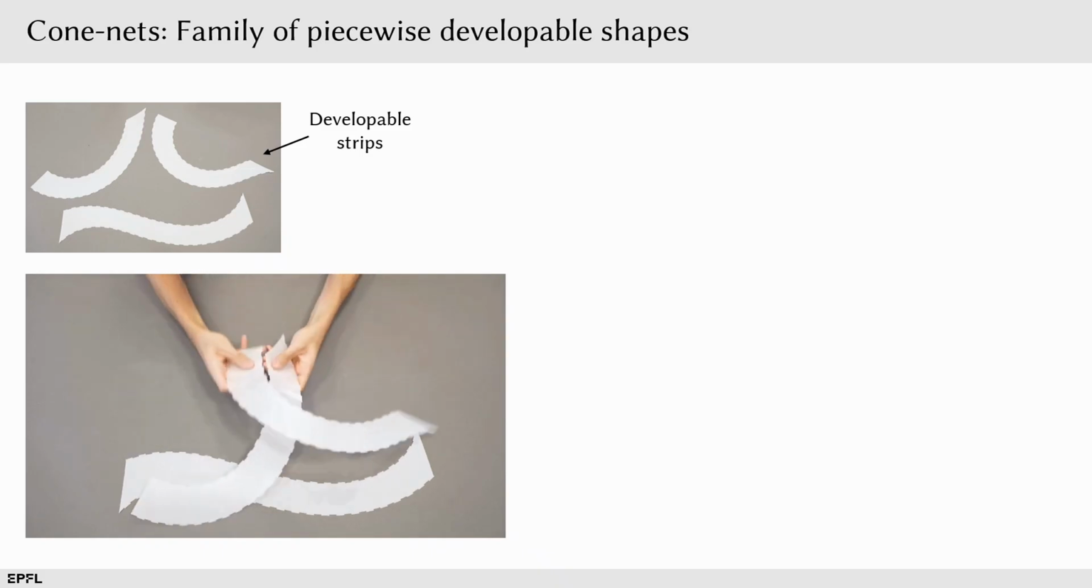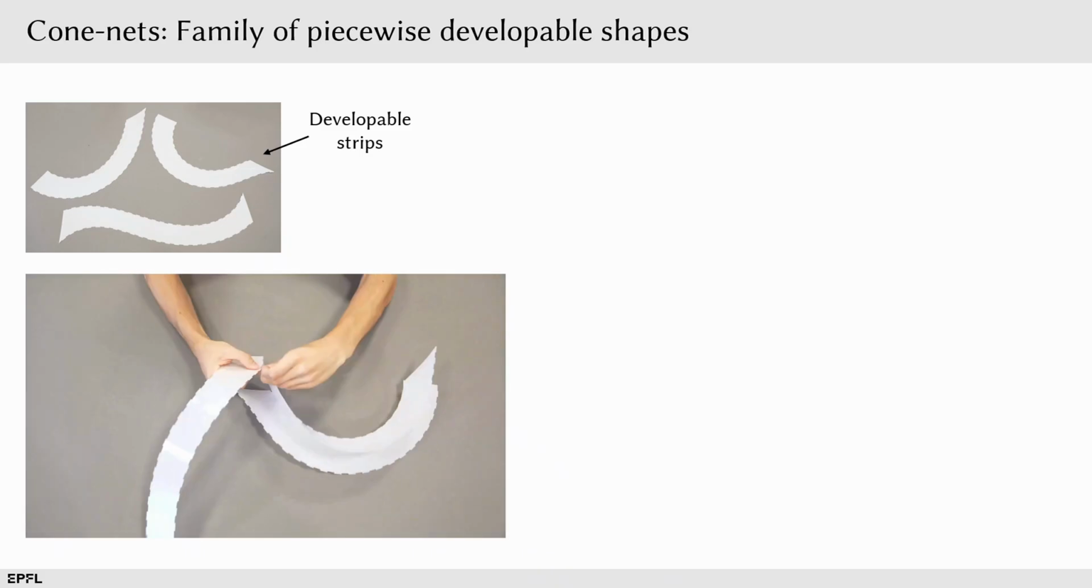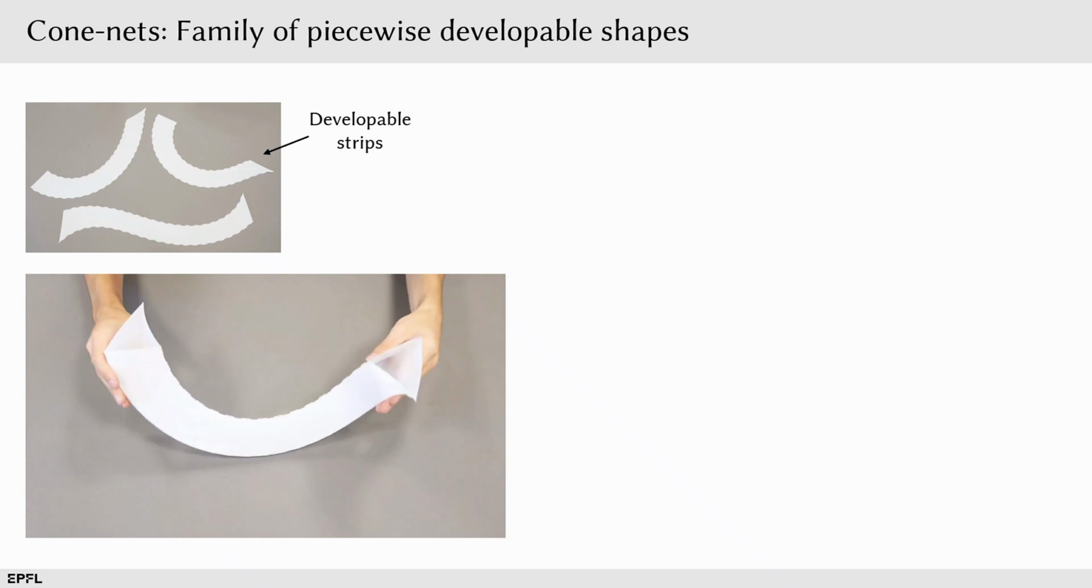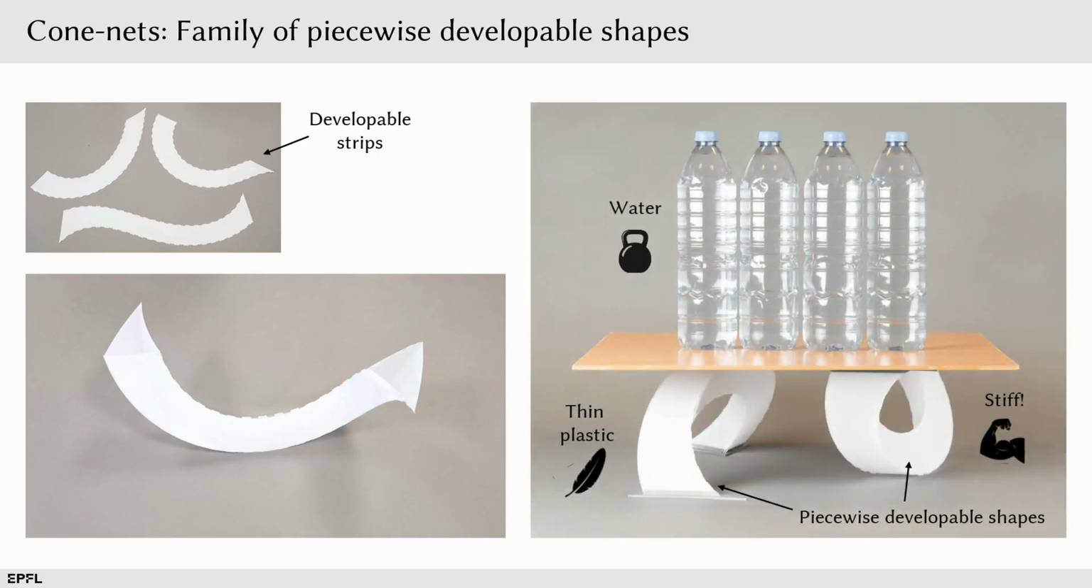In this talk, I will talk about our recent contribution to a family of piecewise developable shapes, namely CodeNets. This project was motivated by the following observation: when we take individual sheets of paper, they are quite flexible, but when we join them together into these tubular shapes, they become quite stiff, while still being very lightweight. For example, this table holds almost 6 kilos of water, while weighing just the weight of the material, which was about 80 grams.